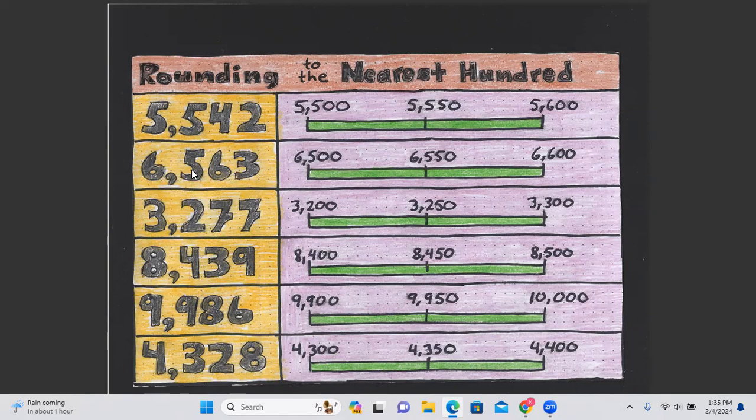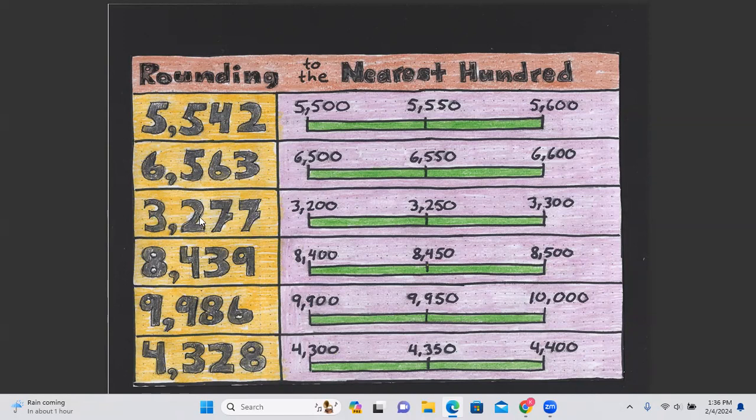And then let's take a look at 6,563, noticing that the 5 is in the hundreds position and 6 is in the tens place. And we notice that 6 is higher than 5. And so we know that 6,563 is going to be higher than 6,550 because this number is in the middle, and 6,563 must be over on this side. So 6,563 must round to 6,600.